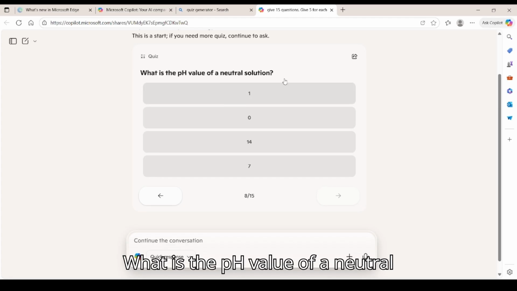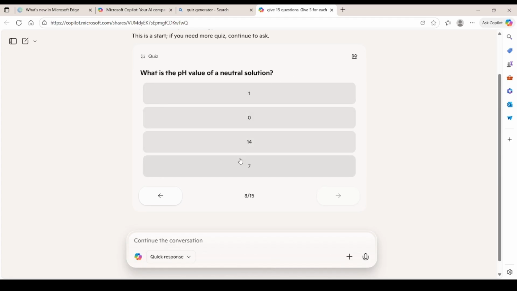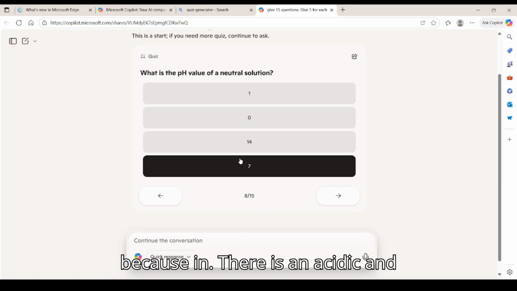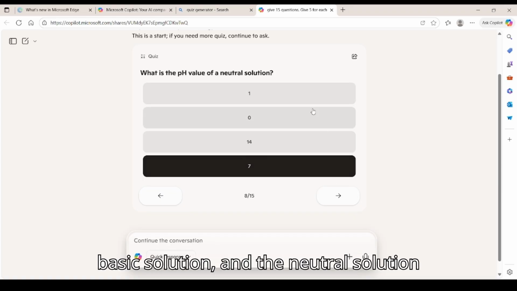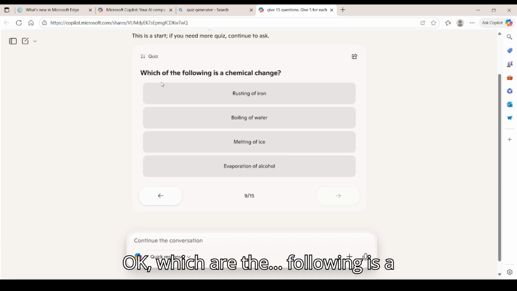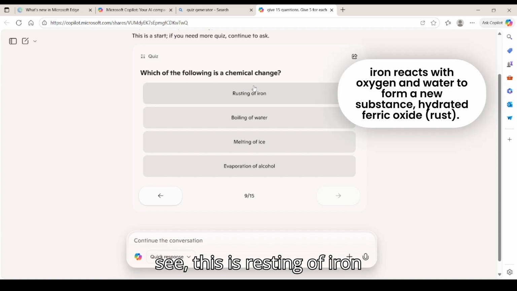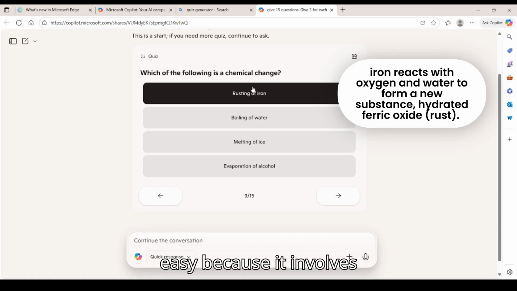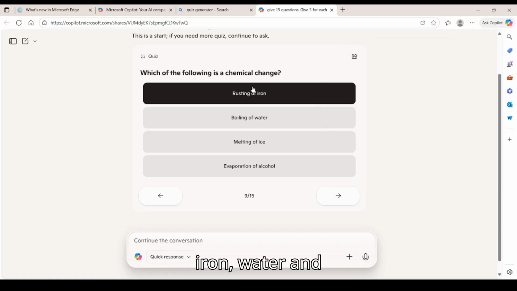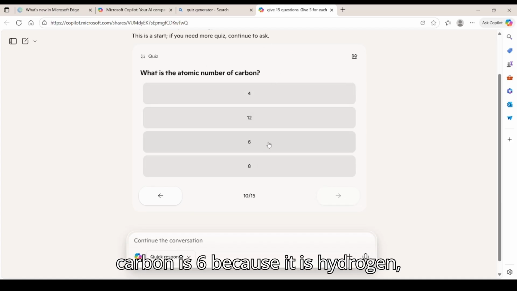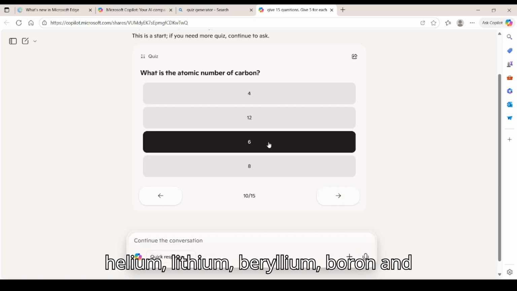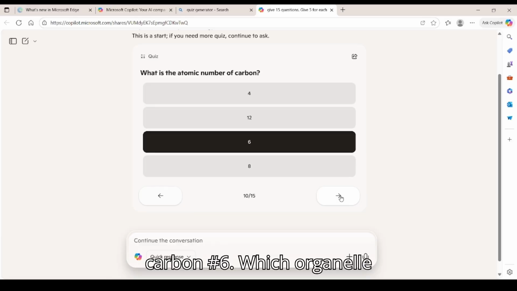What is the pH value of a neutral solution? That is 7, because there are acidic and basic solutions, and the neutral solution is between them, which is 7. Okay, which of the following is a chemical change? Let's see. This is rusting of iron, easy, because it involves iron, water, and oxygen, and all the others are just the same substance but in a different state of matter. The atomic number of carbon is 6, because it goes hydrogen, helium, lithium, beryllium, boron, and carbon, number 6.